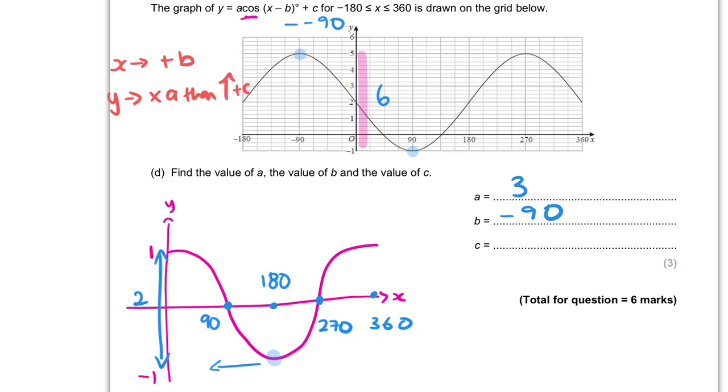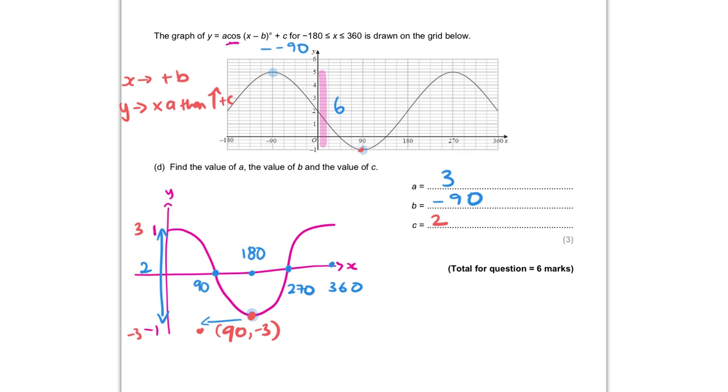Then, part c, I've moved it. Technically, if this is 3 and this is minus 3, my minimum point has moved here to 90, minus 3. It's now gone to minus 1. So then what have I done to it? I've moved the graph up by 2. Okay. Let that sink in.